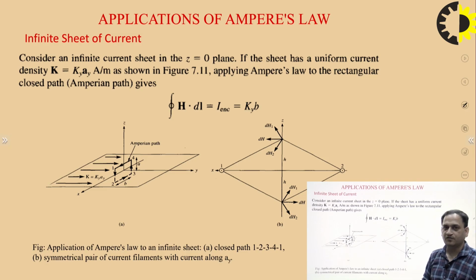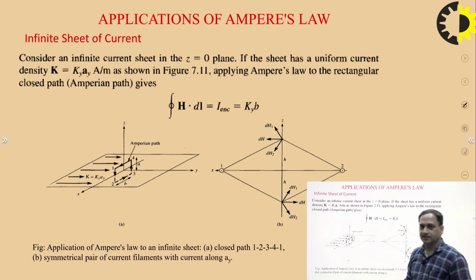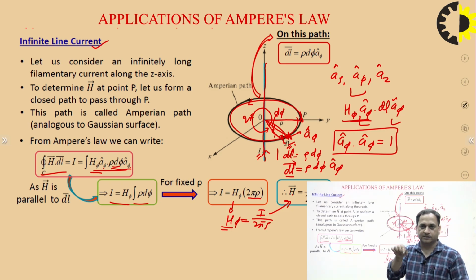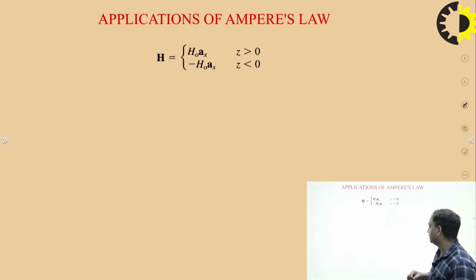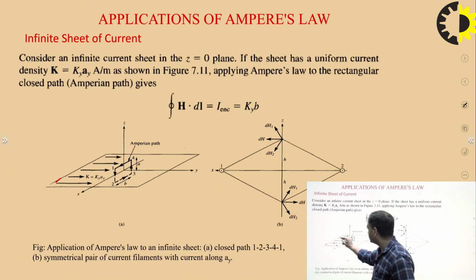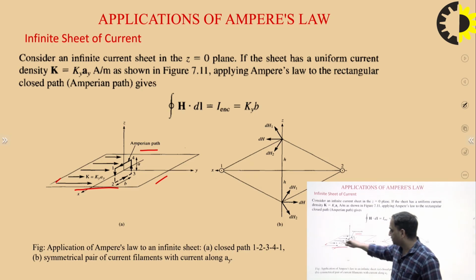The second application is by using the infinite sheet of current. Just like in the previous case, where we took one current carrying conductor, now we are taking multiple current carrying conductors and putting them onto one sheet. This is an infinite sheet, in which infinite current carrying conductors are placed.